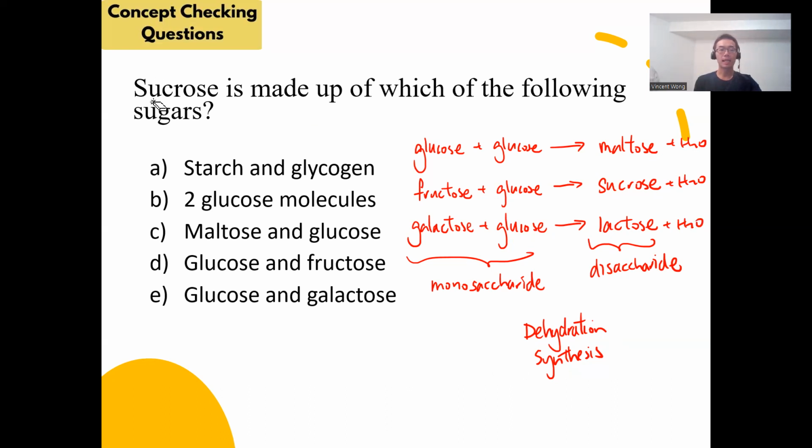So here, the question is asking, sucrose is made up of which of the following sugars? The correct answer would be D. Glucose plus fructose is going to give you sucrose. Is that okay? Does anybody have any question here?